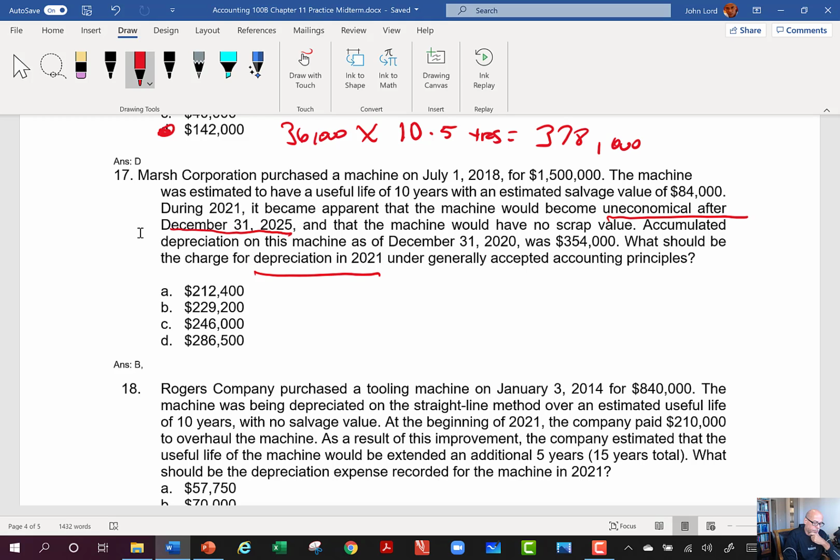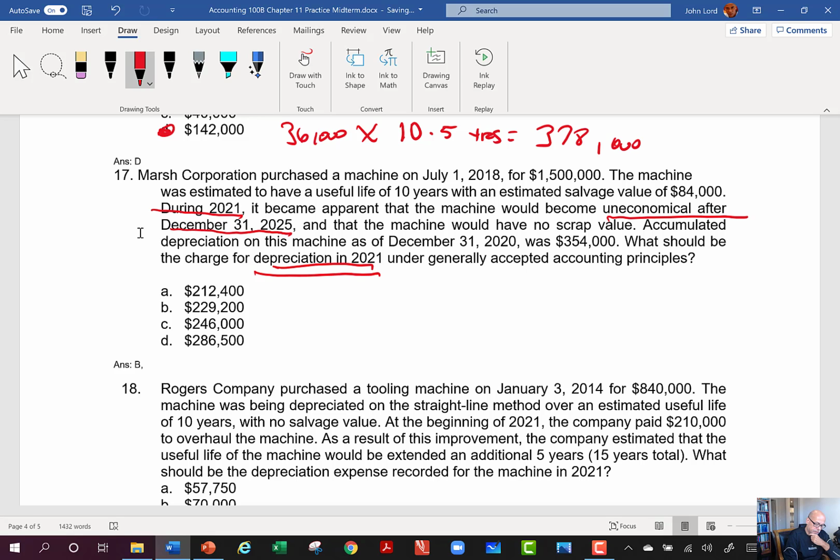Number 17. Marsh Corporation purchased a machine on July 1st, 2018 for $1,500,000. The machine was estimated to have a useful life of 10 years with an estimated salvage value of $84,000. During 2021 is very important, because they're going to come up with a new estimate. And it doesn't matter when in 2021 they came up with this new estimate. We're going to use that new estimate to calculate the depreciation for 2021. I don't care if they decide this on December 31st, 2021. Anytime during 2021, from January to the last day of the year, if we have a better estimate, we'll use that better estimate.